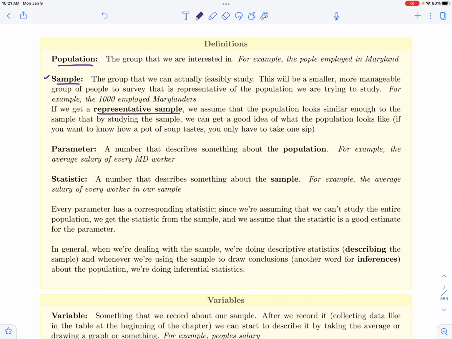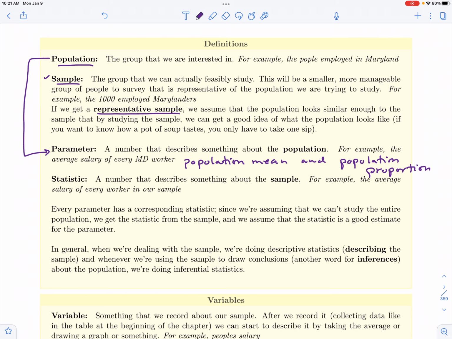All right, so our parameter pairs up with our population. Notice our P for population goes with our parameter. This is the number that describes something about the population. For the most part, the two main things we're going to be interested in studying in statistics are the population mean and the population proportion. You may not know what those words are yet, but eventually we'll get to the point where we do.